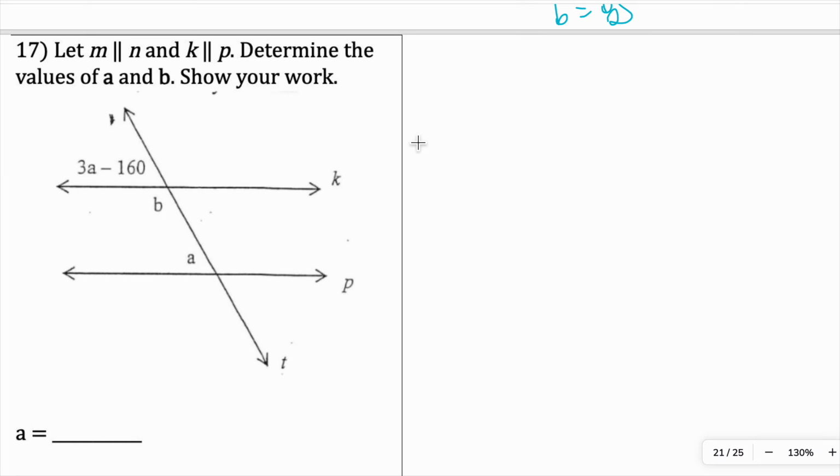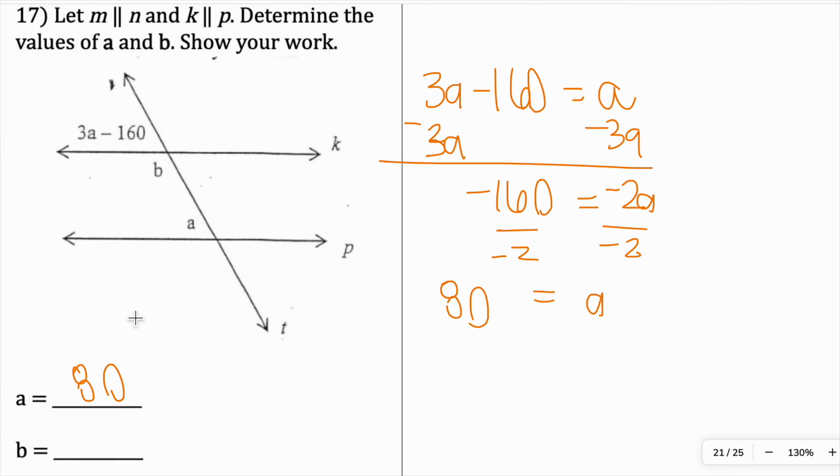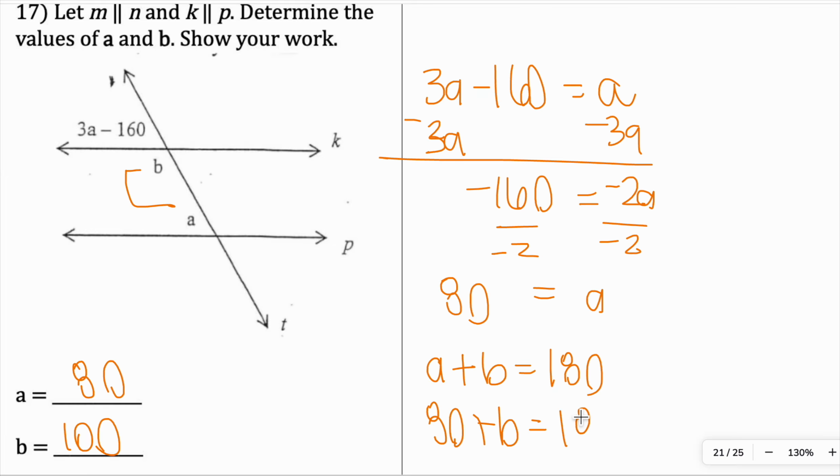What I did here is I focused on my A again first. So 3A minus 160 is going to be equal to A. So I subtracted 3A from both sides to get negative 160 is equal to negative 2A, and then dividing both sides by negative 2, A is equal to 80. And because A is equal to 80, I know B should be added to that to be equal to 180, so B should be 100. So A plus B equals 180, and if A is equal to 80, then B has to be equal to 100.